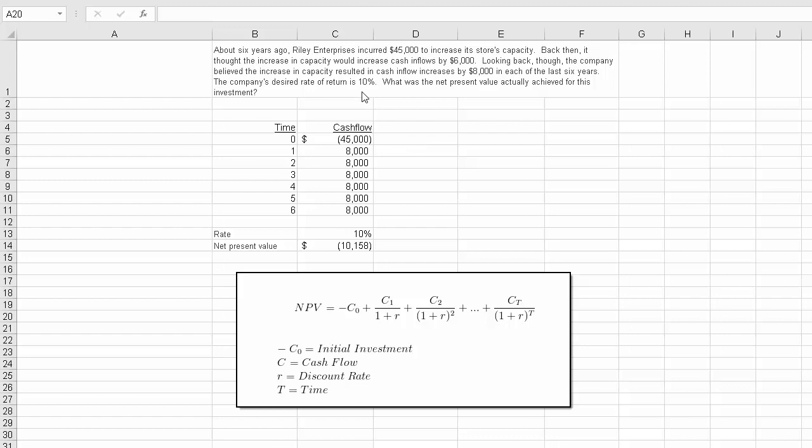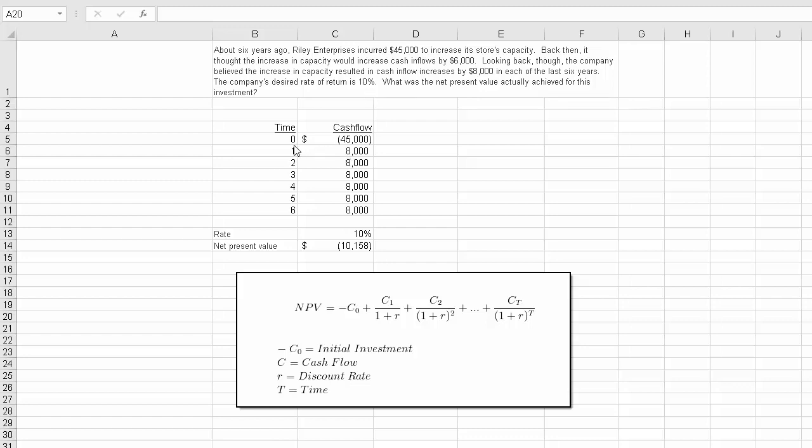All right, so there's the problem written in front of you. About 6 years ago, Riley Enterprises incurred $45,000 to increase its store's capacity. Back then, it thought the increase in capacity would increase cash flows by $6,000. Looking back, though, the company believed the increase in capacity resulted in cash flow increases of $8,000 in each of the last 6 years. Okay? The company's desired rate of return is 10%, and you're asked, what's the net present value actually achieved?